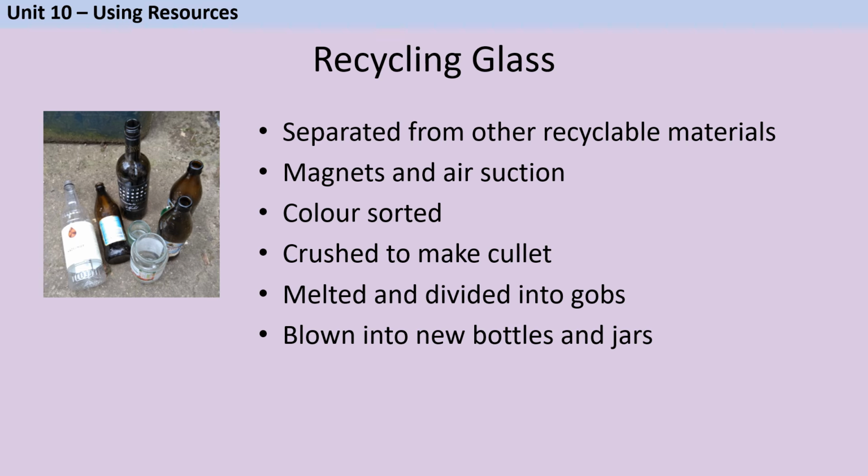Once glass has been separated from other recyclable materials using magnets and air suction, it needs to be colour sorted, and this is done using lasers. It's then crushed into small pieces called cullet, and these can be melted in a furnace at over 1500 degrees C. The liquid glass is then divided into gobs, and these can be blown into new bottles and jars.